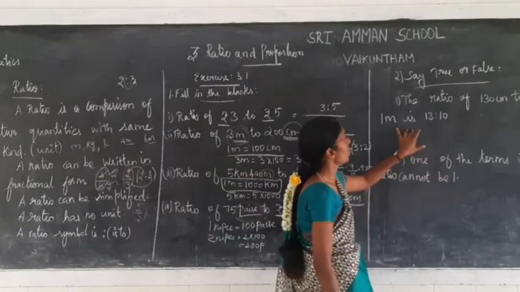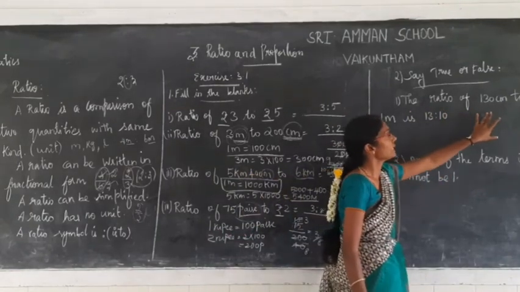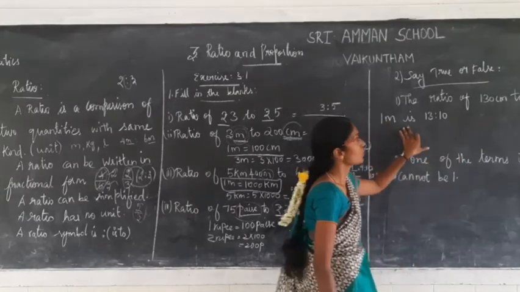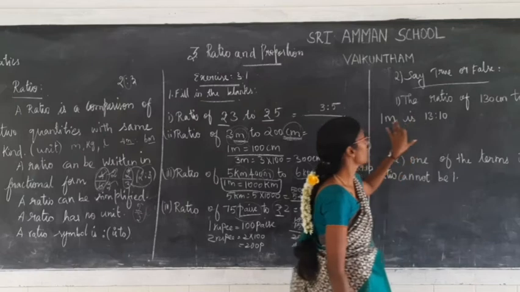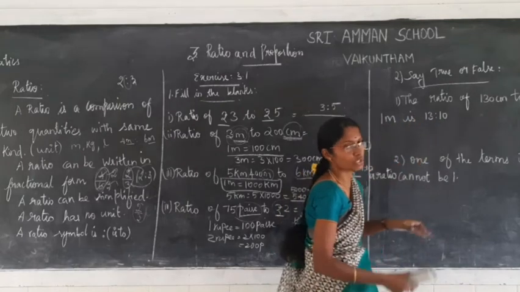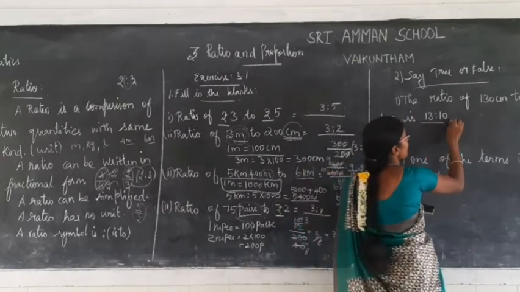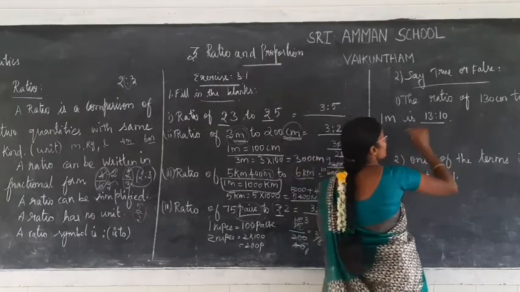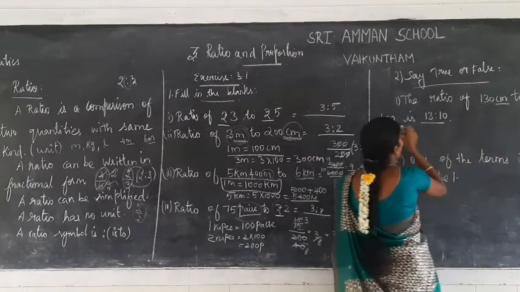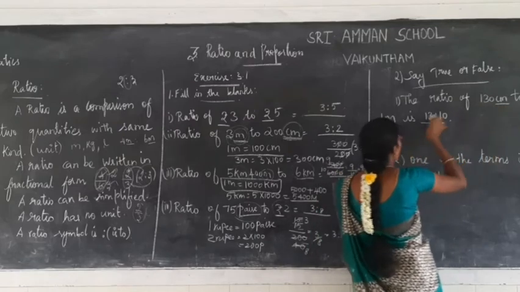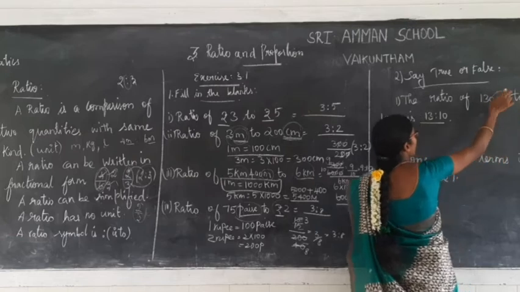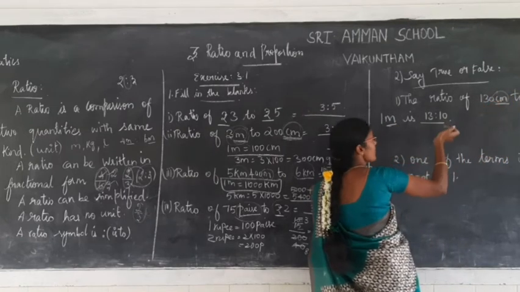So what is the question number 1? The ratio of 130 centimeter to 1 meter is 13 is to 10. They had given the answer. Okay, we have to check whether it is true or false. Here the units differ. So here centimeter and here it's meter. Here it is the lowest unit. So you have to convert meter into centimeter.